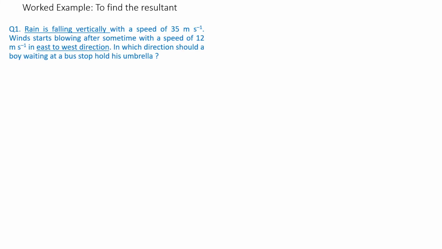Let us solve a numerical problem to find the resultant of two vectors. Question number 1. Rain is falling vertically with a speed of 35 meters per second. Wind starts blowing after some time with a speed of 12 meters per second in east to west direction. In which direction should a boy waiting at bus stop hold his umbrella? So there are two vectors, that is a vector due to rain which is falling vertically downwards with a speed of 35 meters per second.